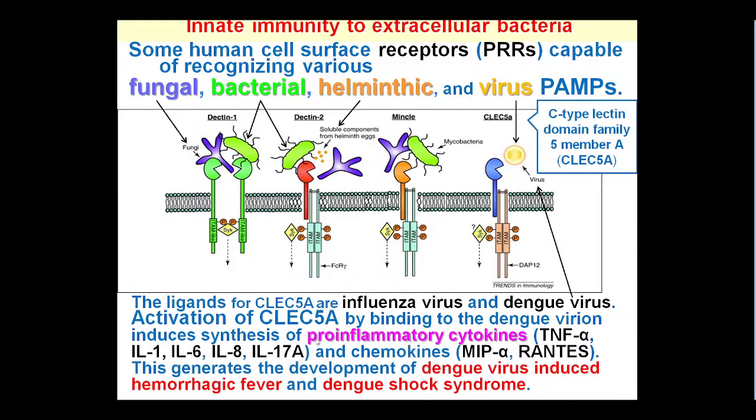All these cytokines and chemokines that are shown here generate the development of so-called dengue virus-induced hemorrhagic fever. It means that systemically, in all the circulation of the blood, they cause damage of vessels that causes multiple hemorrhagic reactions. And in severe cases, this hemorrhagic syndrome may cause dengue shock syndrome that causes death of patients.